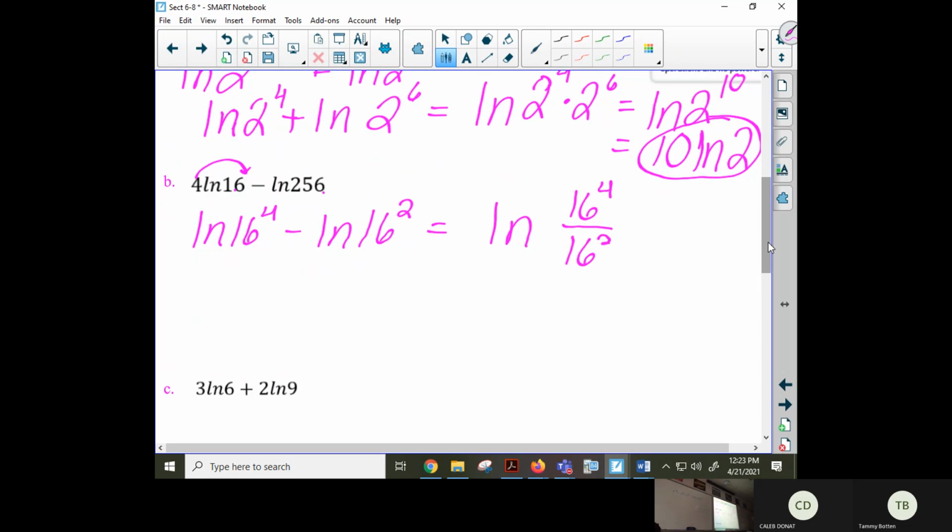Now we're back to our rules of exponents. What do you do when you have 4 things on top and 2 on the bottom? You subtract. 4 minus 2 is 2. Where are we going to have that 16 squared? On the top, right? Because 4 is bigger than 2. So we can now write this as natural log of 16 squared. Everybody okay with that?